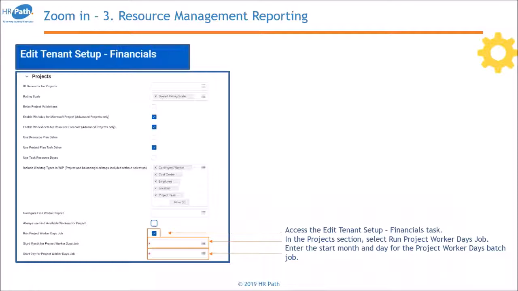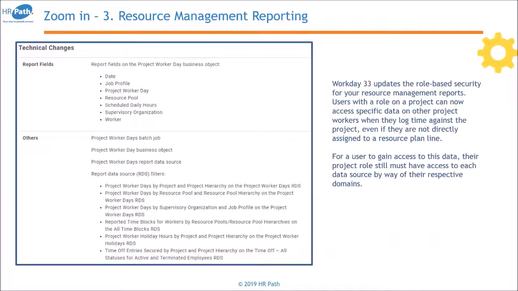You will also need to edit the tenant setup and add a new tick box there. It's called Run Project Worker Days Job, as well as the start month and start day for Project Worker Days Job. So in this feature, Workday will update the role-based security for any resource management reports. So any users that have a role on a project can now access specific data on other project workers when they log time against the project, even if they're not directly assigned to a resource plan line.